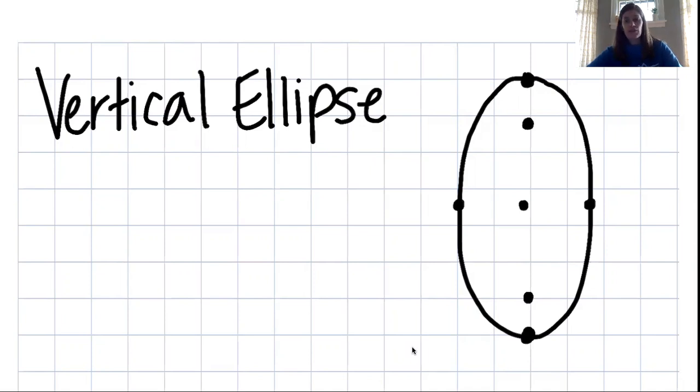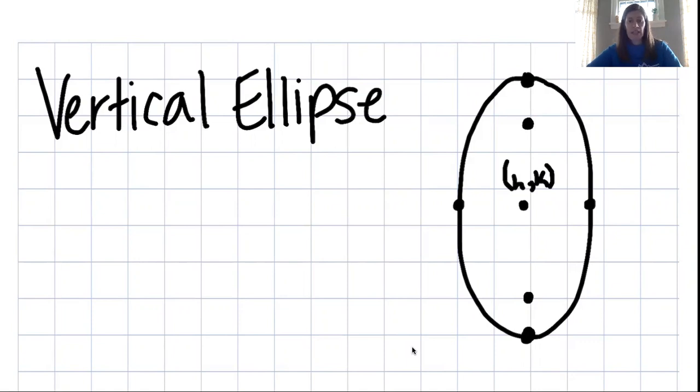Okay, so I drew actually a pretty good vertical ellipse over here on the other side. I'm pretty proud. And obviously you're going to notice that it's longer vertically than it is horizontally. So that means that we have a vertical ellipse. It's got some of the same characteristics or pieces that we saw in the previous video. So it's got a center point. That's going to be our HK right there. And then it's going to have two vertices and also two minor vertices or minor endpoints.